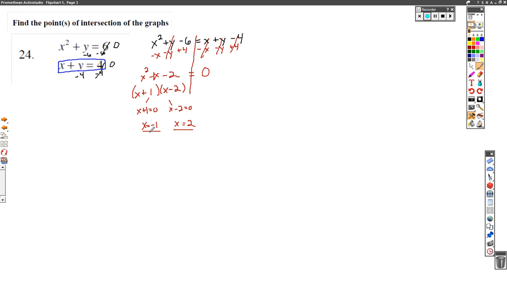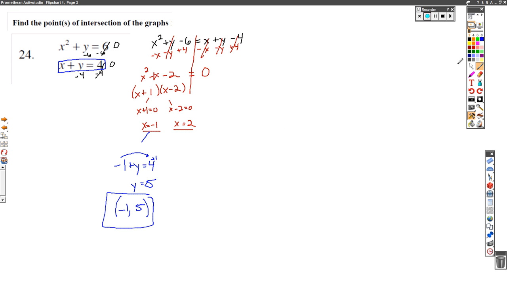So the first one, the x is negative 1, so I'm going to get negative 1 plus y equals 4. Move the 1 over. Y equals, obviously you move it over, you add 5. So you have the point negative 1 comma 5. That's one place they're going to cross.